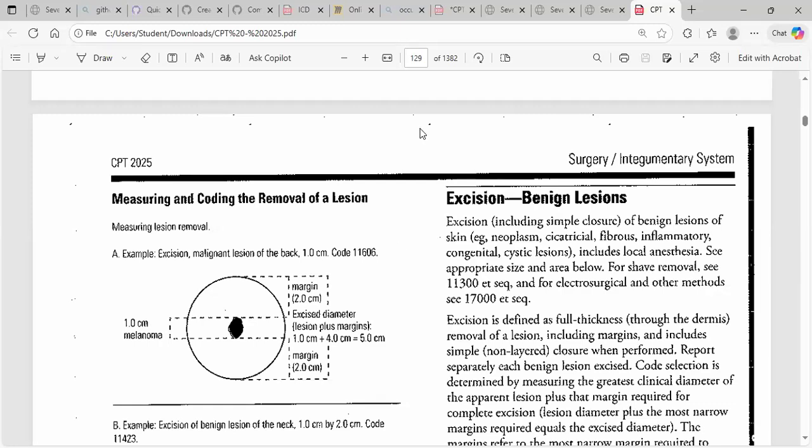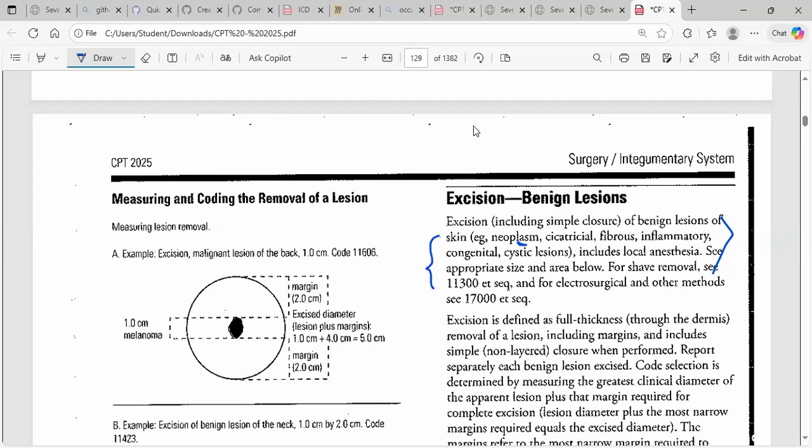We have to code benign lesion when the lesions are benign in nature, and we will get the documentation which states that neoplasm has been removed, inflammatory lesion has been removed, cystic lesion has been removed. Whenever we have these types of documentation, it represents that a benign lesion has been removed from the patient's body. Also, when we code the benign lesion excision, we have to make sure that we are not going to code repair in conjunction with the benign lesion.